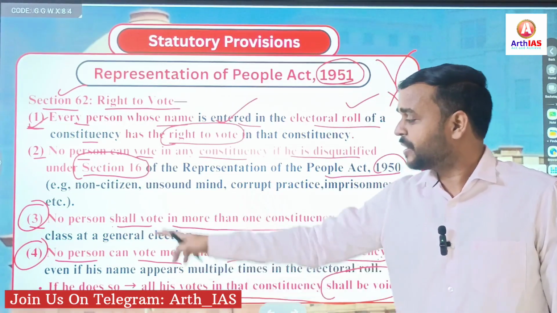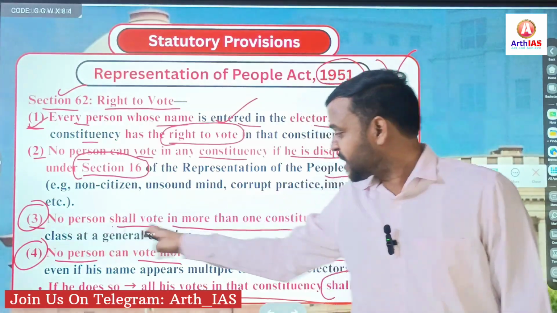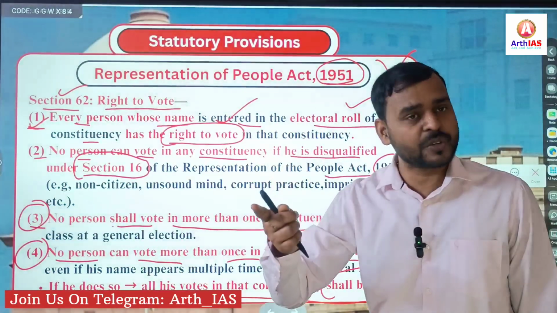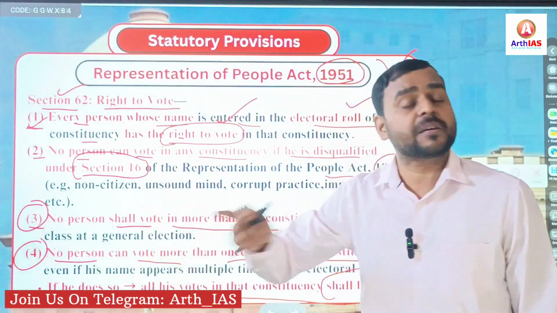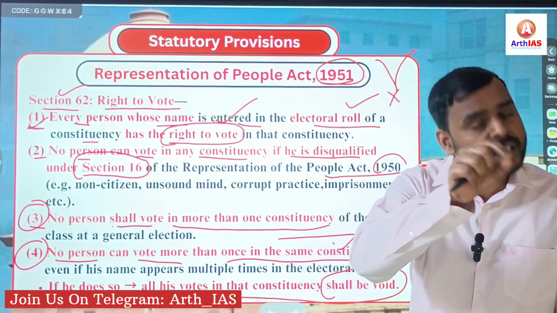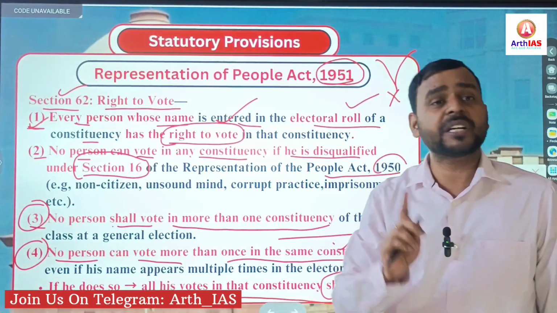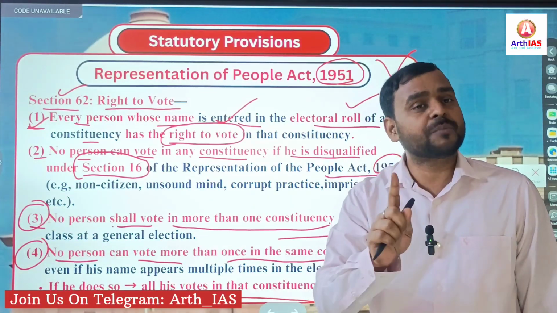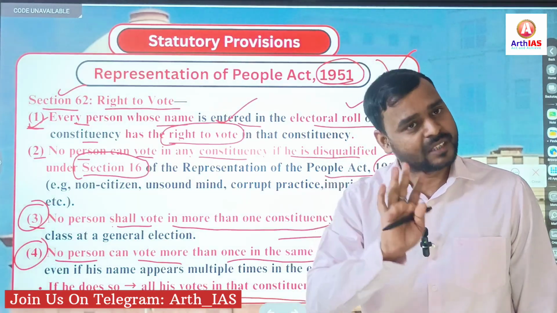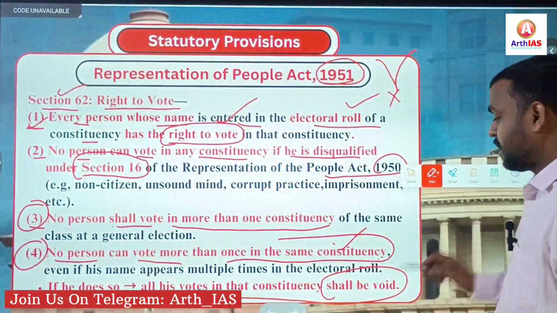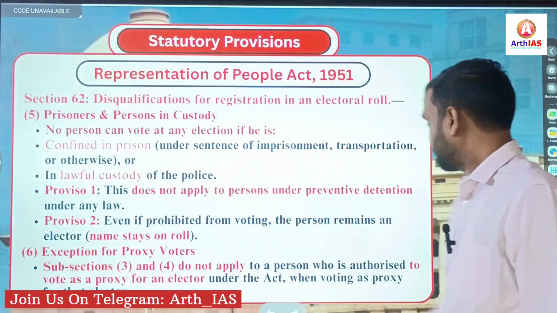Okay? So just remember, subsection 3 prohibits a person from voting in more than one constituency. Subsection 4 prohibits a person from voting more than once in the same constituency. So just remember, one person, one vote, one constituency. Clear? Now, subsection 5 and subsection 6.